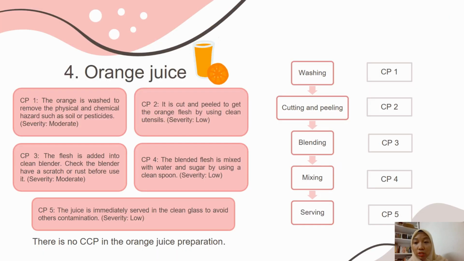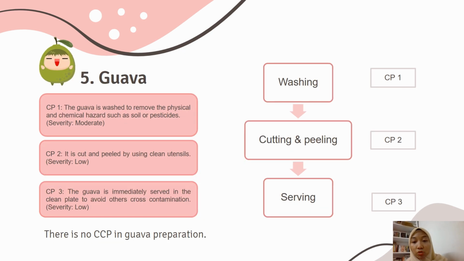For orange juice, there is no critical control point, but we must ensure the control point is safe too. The same goes for guava. We also need to ensure the safety of the control point.